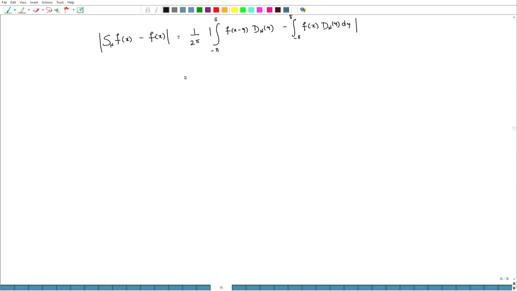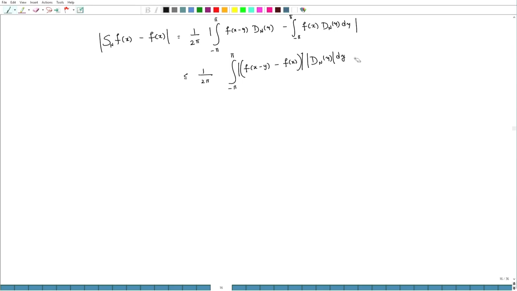So this is equal to 1 by 2 pi times the integral of f of x minus y minus f of x, then Dn y dy. Now, by pushing the modulus inside, what we will be getting is that this is less than or equal to the integral of the modulus of this and the modulus of Dn y.